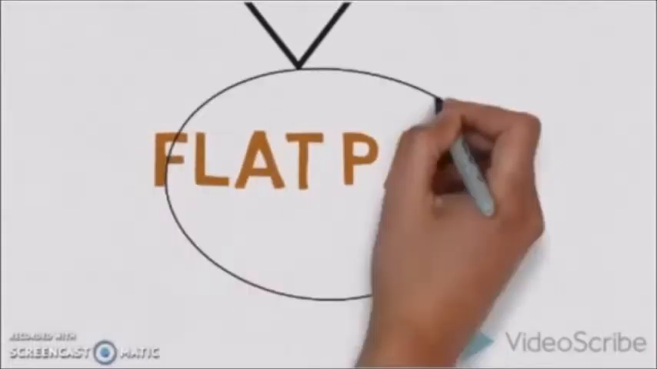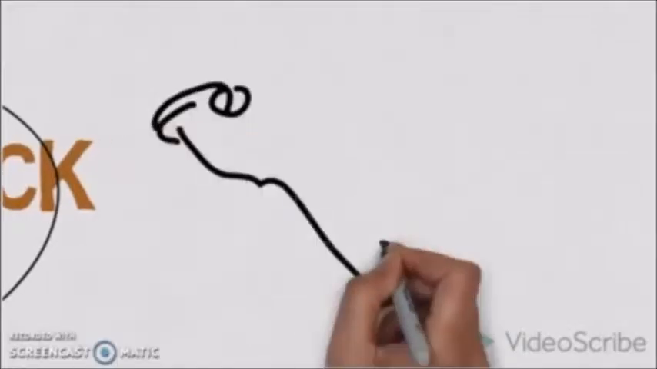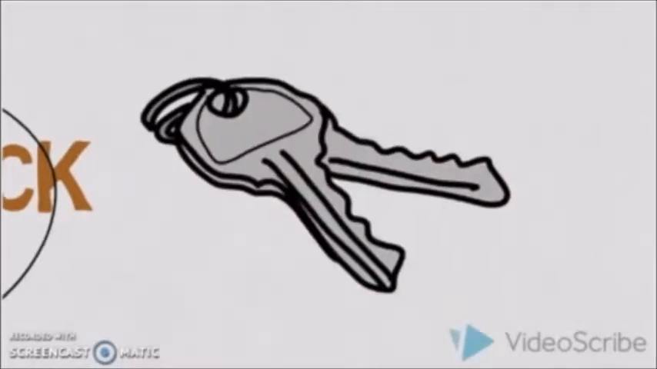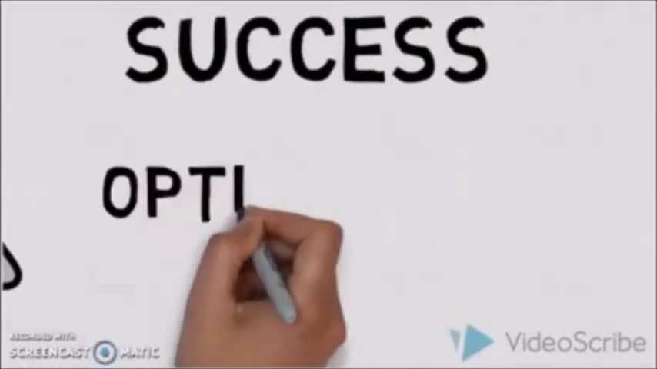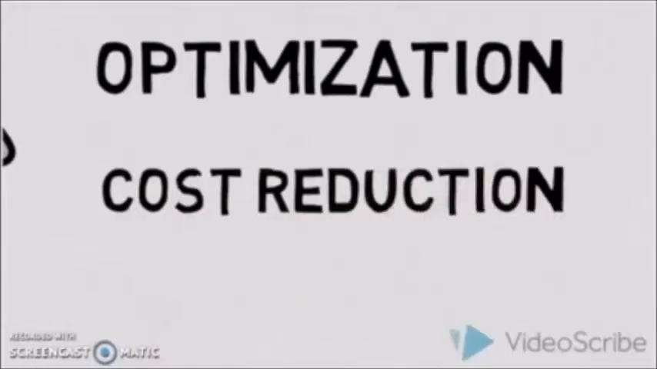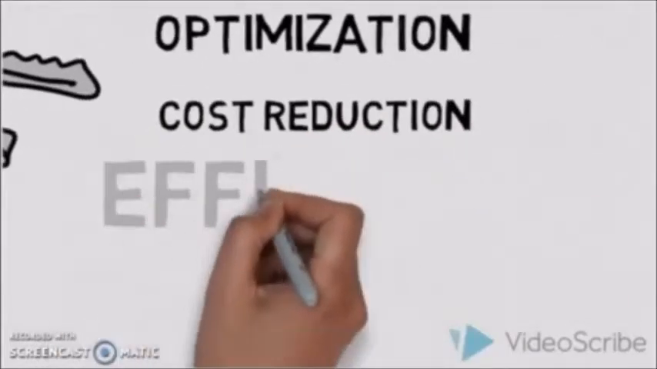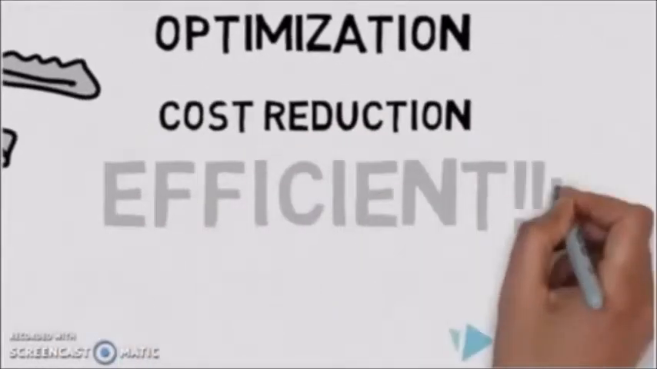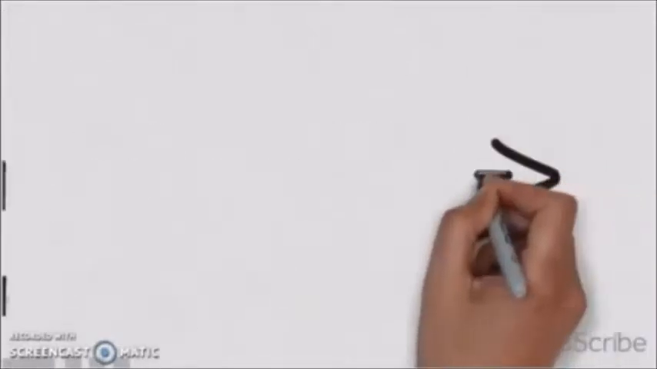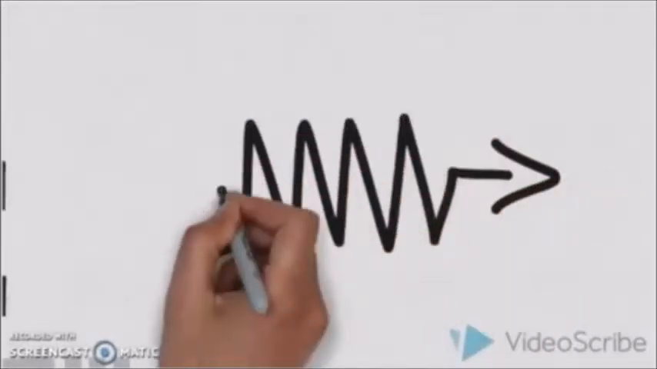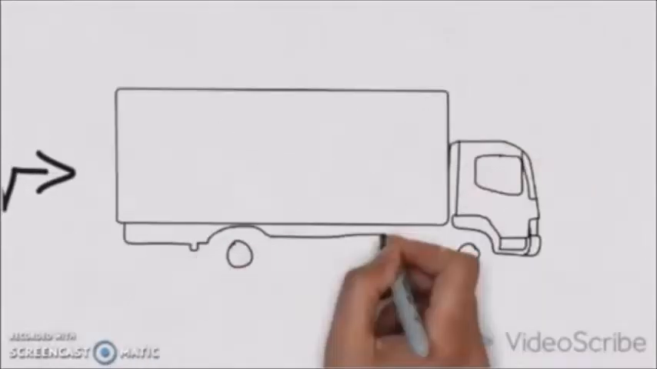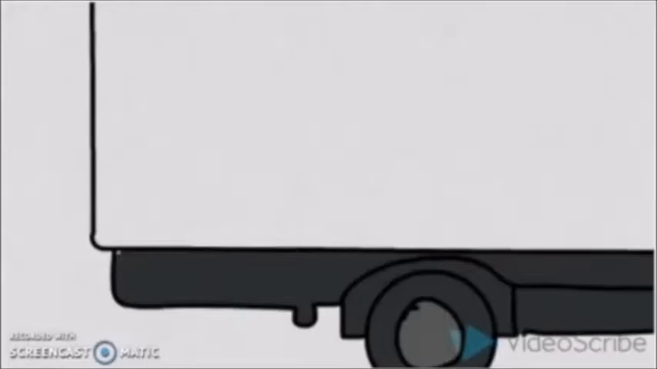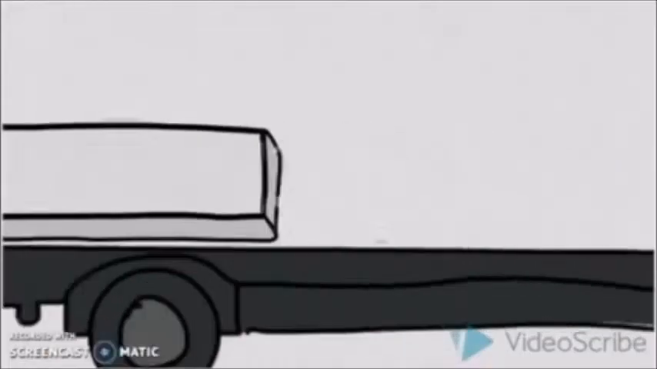Let's talk about that for a minute. Flat pack is one of the keys to the success of IKEA. It's the key for optimization, key for reducing cost, so it's the key for being efficient. The objective of the flat pack is to create packaging that can be easily and strategically arranged in order to avoid transporting air inside the trucks. This is a very important fact for IKEA.